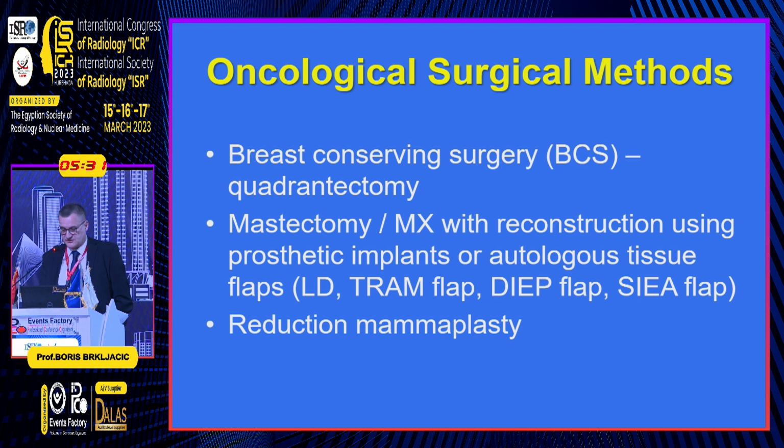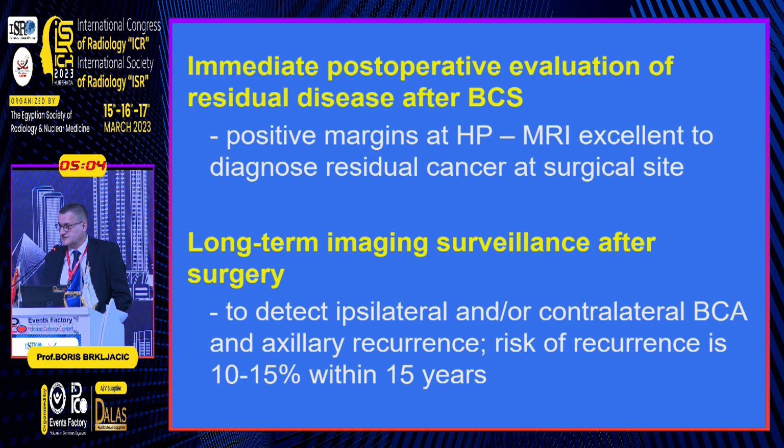Now, regarding oncological surgical methods, the most commonly used procedure, as we all know, is breast-conserving surgery or quadrantectomy, and then there are still some mastectomies with reconstruction using prosthetic implants or autologous myocutaneous tissue flaps like latissimus dorsi, transversus abdominis muscle, deep inferior epigastric, and also there are often reduction mammoplasties in this setting. Immediate postoperative evaluation of residual disease after breast-conserving surgery is important if we have positive margins at histopathology, and MRI is excellent to diagnose residual cancer.